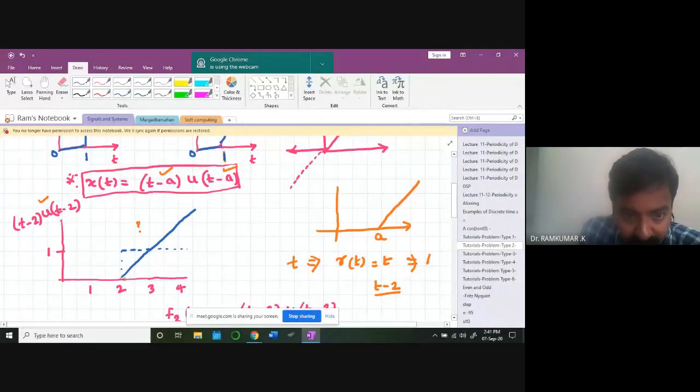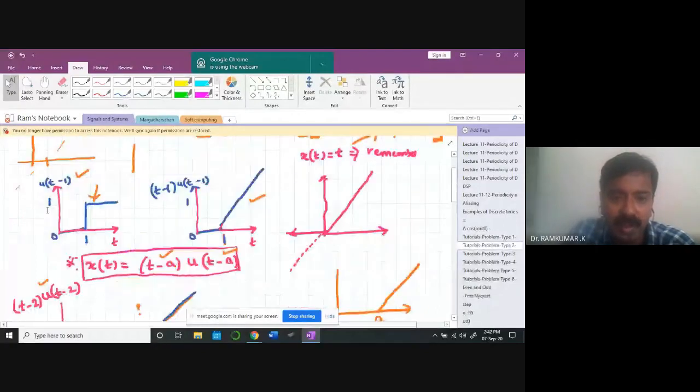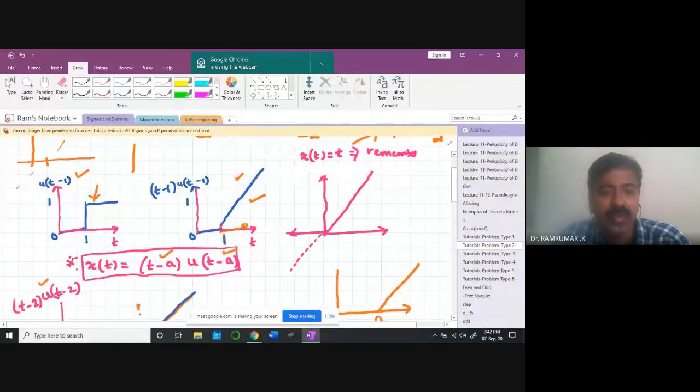You want to take this t minus 2. This is the rise and this is the run. So when you divide this, you're going to get a slope of 1 only. So naturally you're going to take this, that is t minus 2, u of t minus 2. It is the same signal, u of t minus 1, shifted by one more instant. That's what this will be.